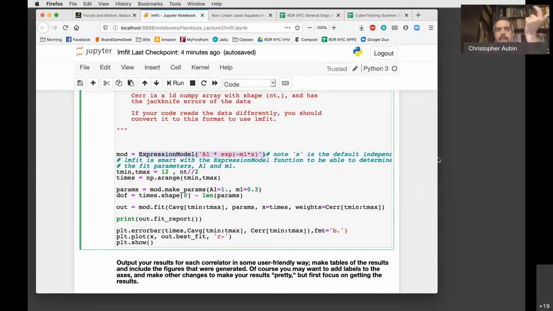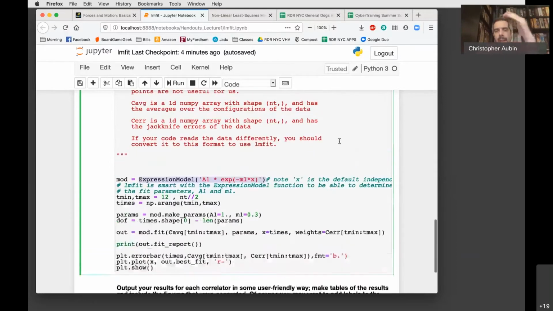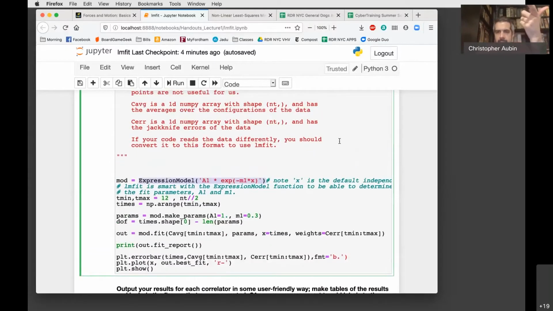So that's what I mean by reading the correlator data under jackknife. So C avg will be the one-dimensional array with the averages over those jackknife samples for each time value, and then C error will be a one-dimensional array of the same length where it has the standard deviation of your jackknife samples. And so hopefully that answers that question.